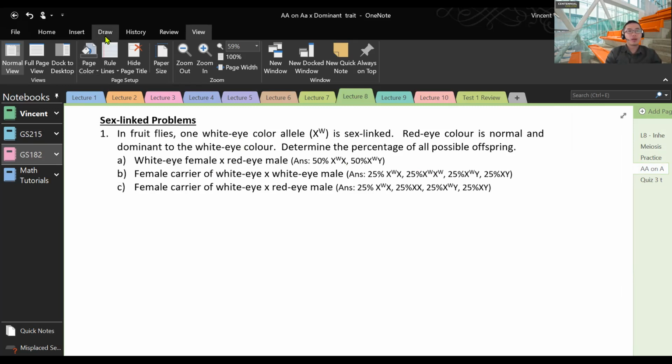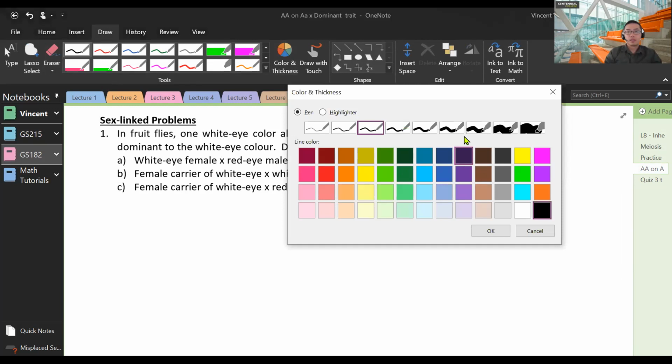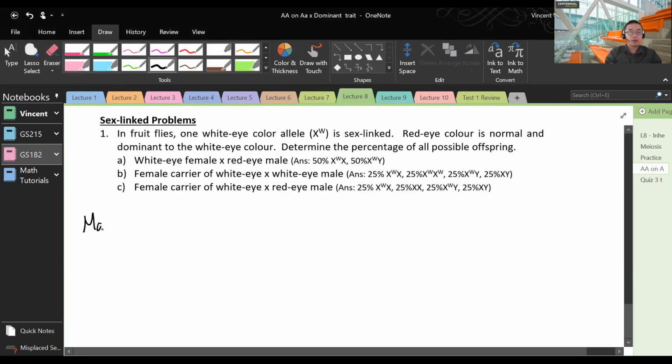All right, so let's write down all the possibilities here. Let's do the male first. Male fruit flies. It could be XY. So that would be a red eye male. And the male could be X^W Y. This is the white eye gene. It's an X-linked gene. It's carried on the X chromosome. That's why we have a superscript here on the X. This would be a white eye male.